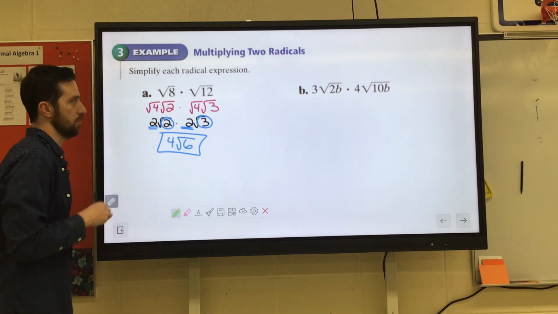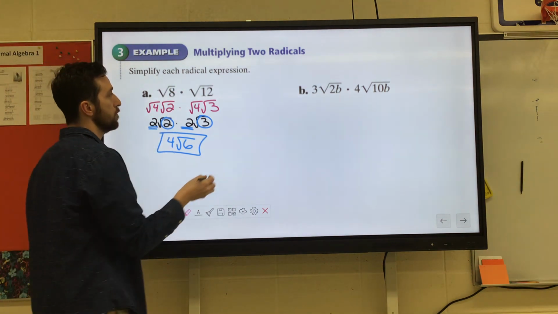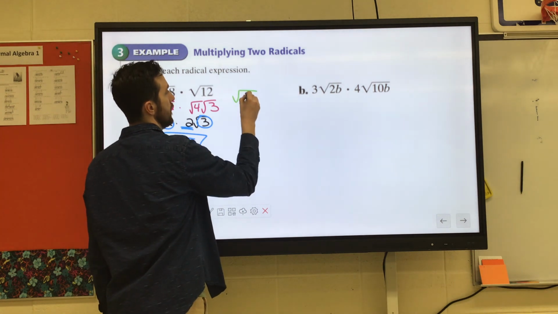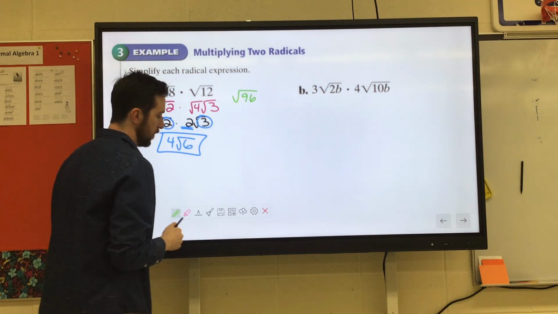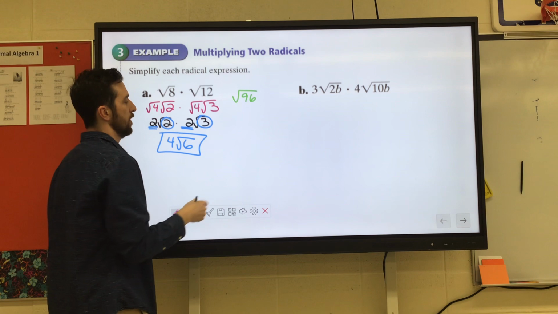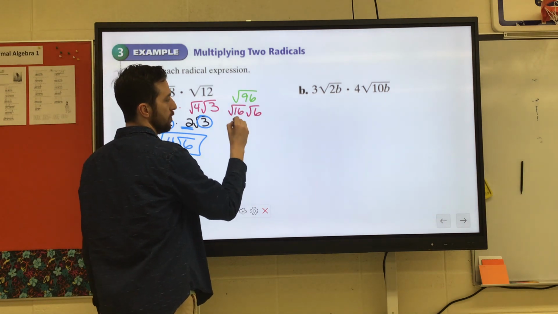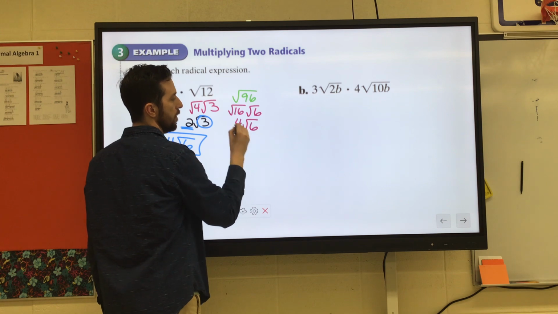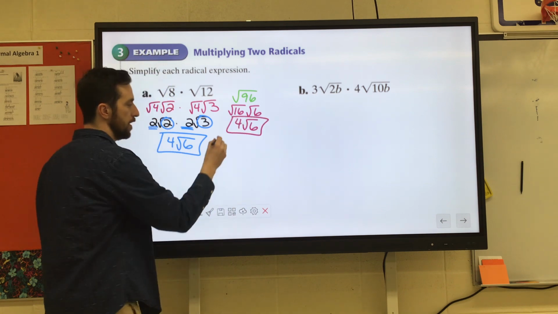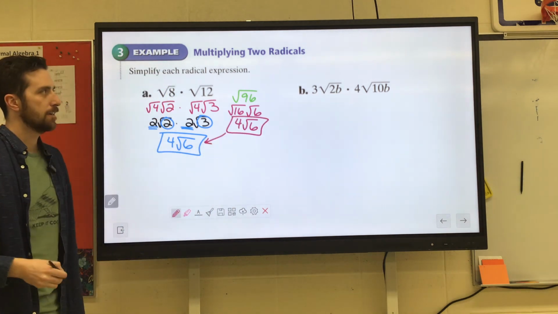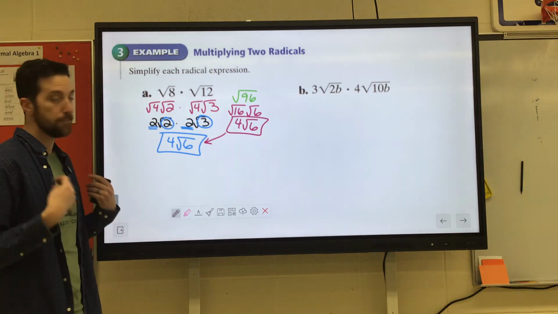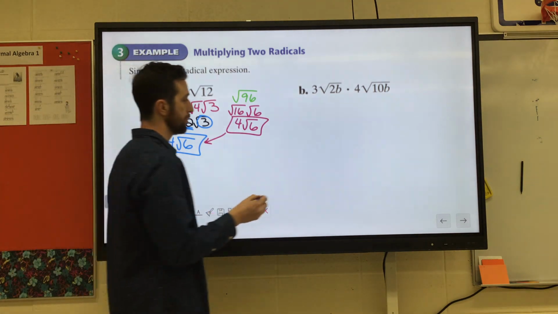Here's another option. You could just multiply 8 and 12, and you get 96, and then you could break that down with perfect squares. And you might be like, oh, well, that's 16 times 6. Square root of 16 is 4. You get 4 root 6 that way. Same answer.